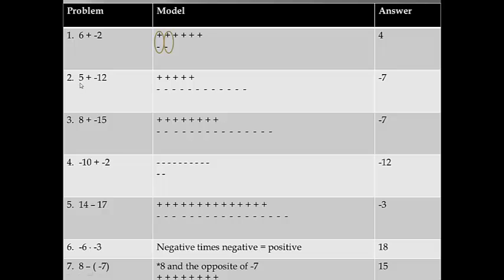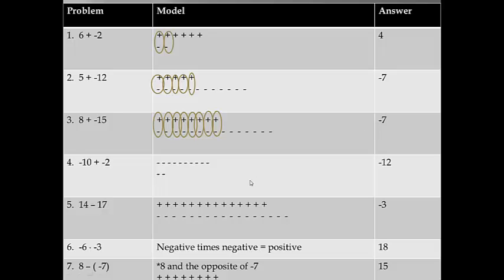Number 2, 5 plus negative 12. I have 5 positives and 12 negatives, circling all my zero pairs. In this case, there were 5, and it leaves me with negative 7. So my answer is negative 7. Number 3, 8 plus negative 15. Again, modeling 8 positives, 15 negatives. Since I have positives and negatives, I need to circle my 0 pairs. I had 8 of them, so that left me with a negative 7.